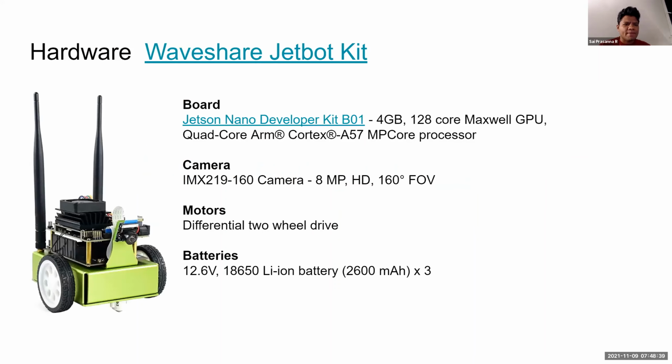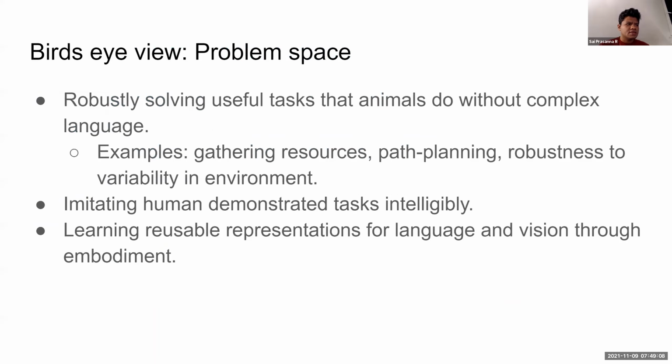So my build is just the off-the-shelf Waveshare JetBot kit. It has a Jetson Nano and a wide-angle camera and motors, and that's it. The actuators are just the motors, and it's a two-wheel drive, differential drive with a ball bearing socket in the front, and batteries. So it's just lithium-ion batteries.